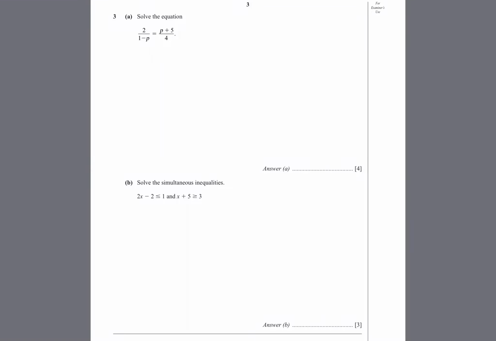For this equation, we want to solve for p. First things first, we need to remove the denominator. To remove the denominator, we have to do what? We have 1 minus p. We have to multiply by 1 minus p, multiplied by 1 minus p.